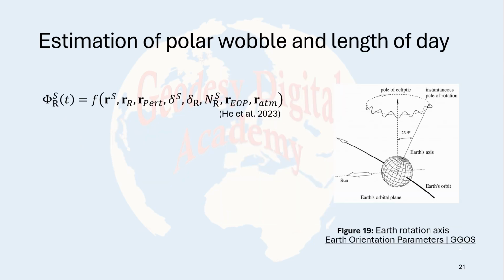Estimation of polar motion and length of day. We know that there are three types of movement in the Earth's rotation axis: precession due to the sun, nutation due to the moon, and polar wobble due to the inhomogeneity of the masses of the Earth. Some places of the Earth are heavier than the others. This causes extra movements in the Earth's rotation axis, which is called polar wobble or polar motion.